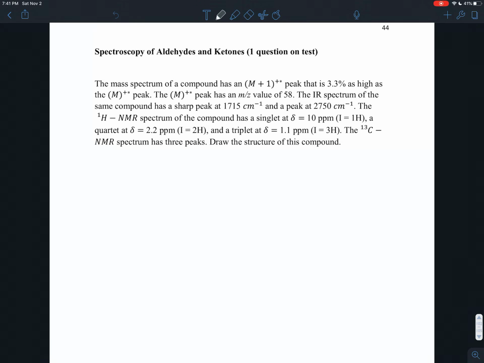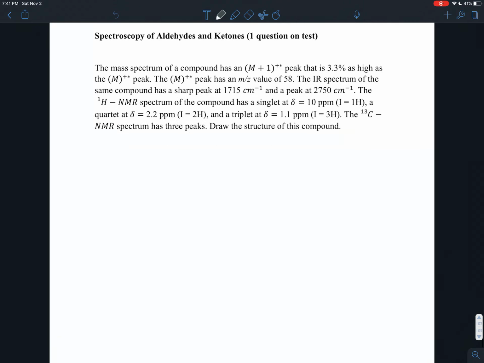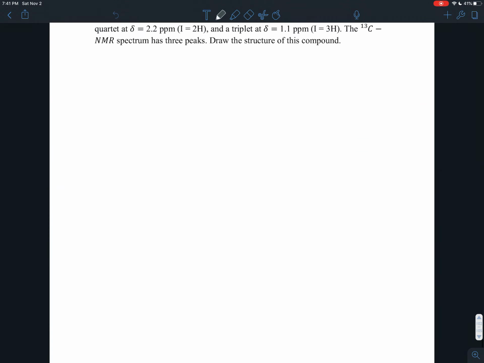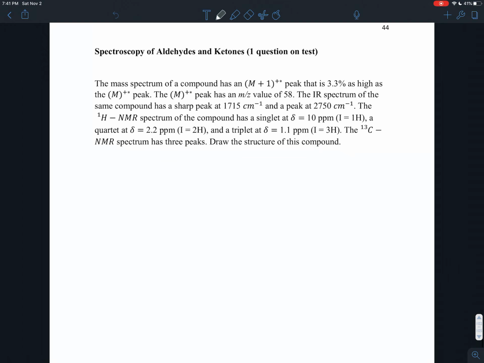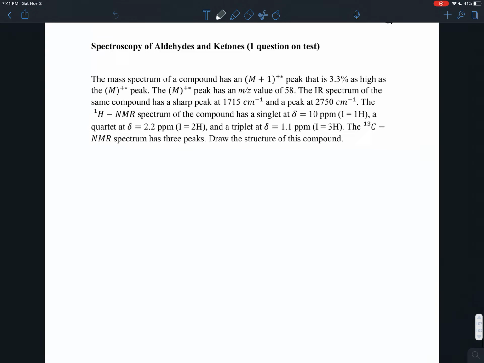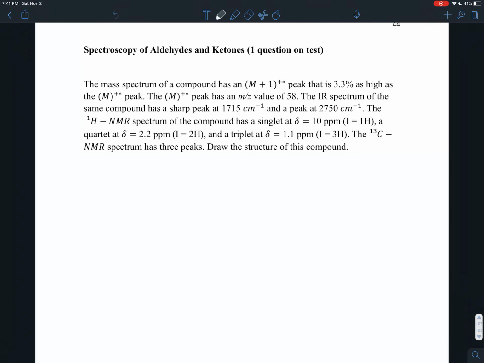So in this video, we're going to talk about the spectroscopy specifically of aldehydes. And that's these first two exercises here in the homework. And then I'll have another video for the spectroscopy of ketones. Those are the second two problems in the homework. They're going to give you data from all the types of spectroscopy or spectrometry that we've learned so far.